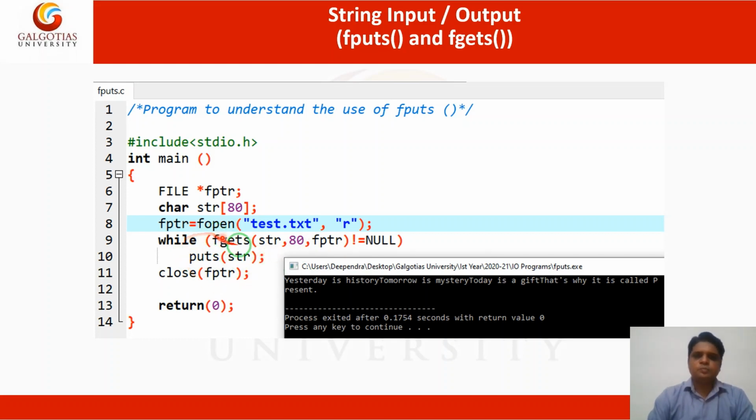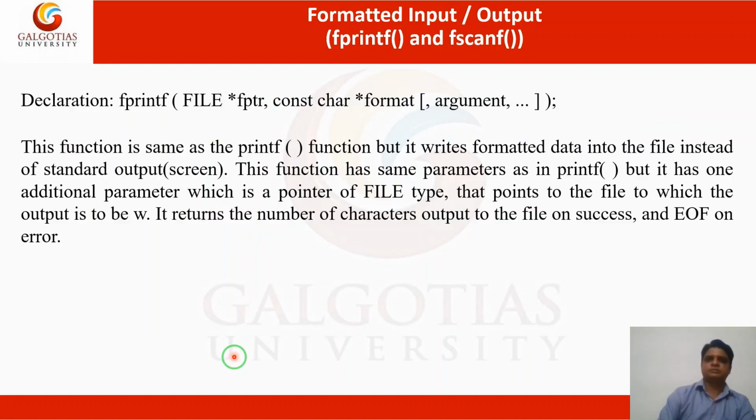In the next loop, again 80 characters will be fetched from the file and stored into str, and this str will be shown until the value becomes null. And at last, we close fptr. This is the fgets operation.